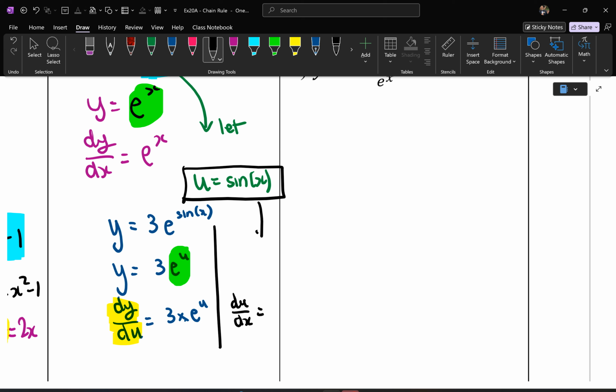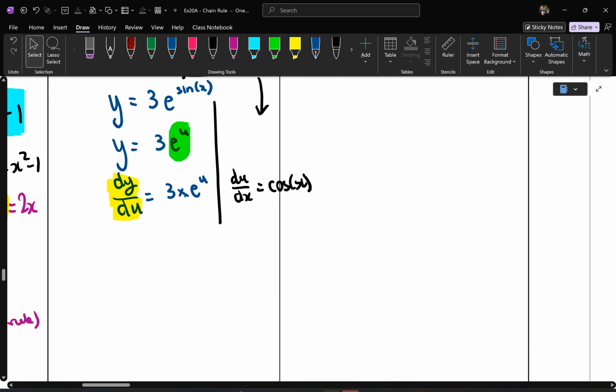Using your 7 rules, what is the derivative of sine of x? Look at your 7 rules. What's the derivative of sine of x? What does that equal to? Let's go with, who have I picked for a while? Mete. Cos of x.